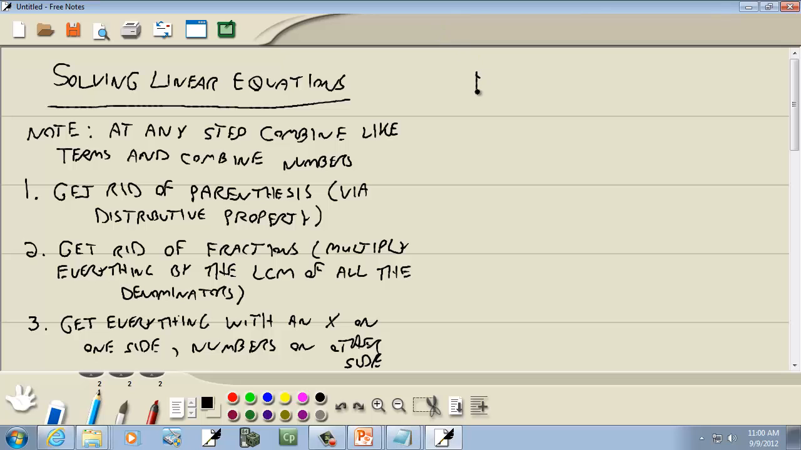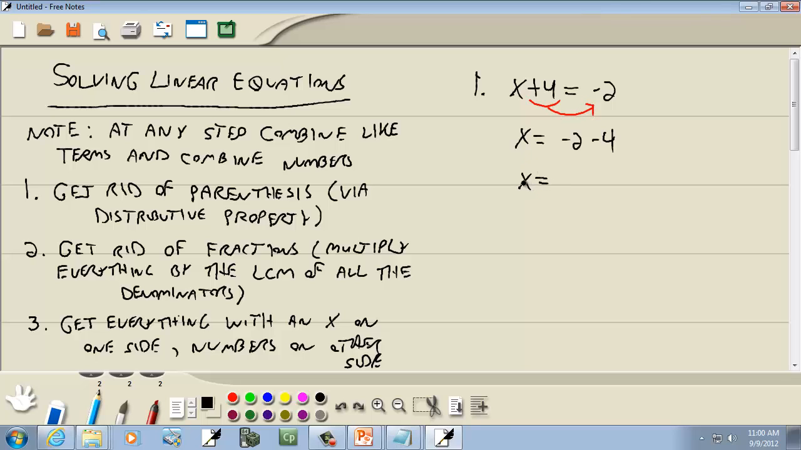Okay, so let's look at our first problem. We got x plus 4 equals negative 2. First step, get rid of parentheses. Don't have any. Second step, get rid of fractions. Don't have any. Third step, get everything with an x on one side, numbers on the other side. I'm going to take this 4 and move it over to the right side. When you take anything and move it across the equals, the sign is going to change. So the positive 4 becomes a negative 4. Again, when you take anything across your equals, your sign changes.